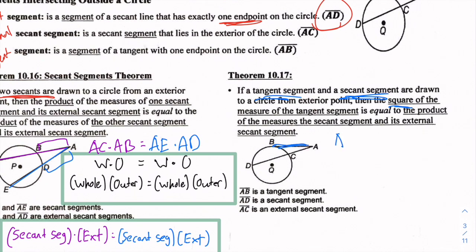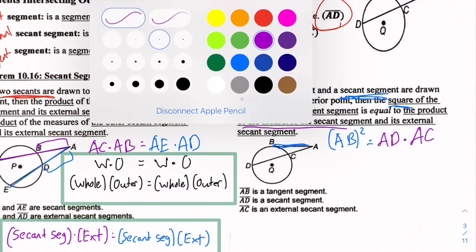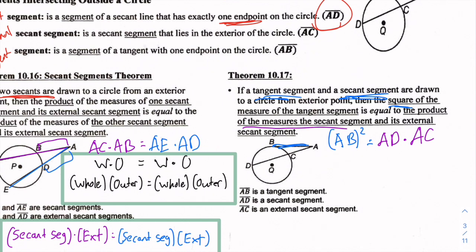So the square of this. So AB squared is equal to the product of the measure of the secant segments. So AD times AC, the external. And to be honest, I have nothing fancy to memorize this formula, but you can do tan squared equals whole times outer. Which in this case means the tangent segment squared equals the whole secant segment, the whole piece, times the outer piece.